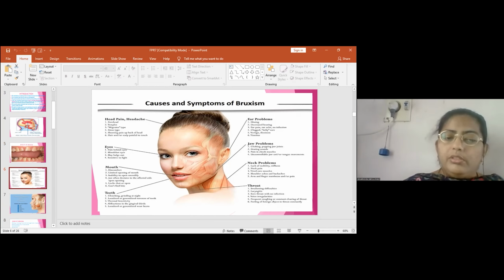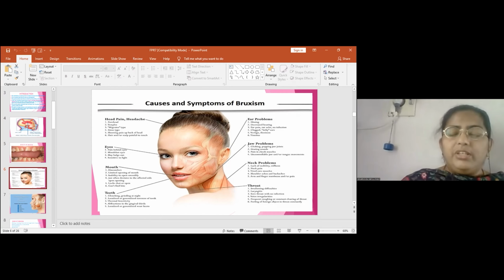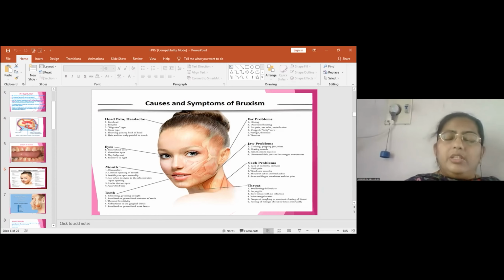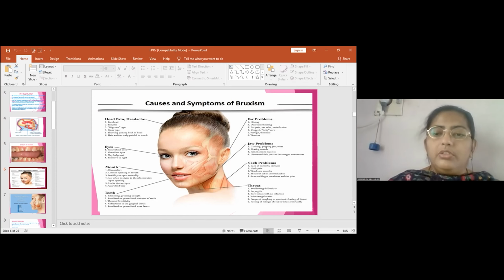Your normal occlusion can be affected and the masticatory load may be distributed unevenly, and the patient can also have ear problems, vertigo, tinnitus or ringing in the ears, dizziness, jaw problems, neck problems, and also swallowing difficulties such as dysphagia, and laryngitis, sore throat, etc.